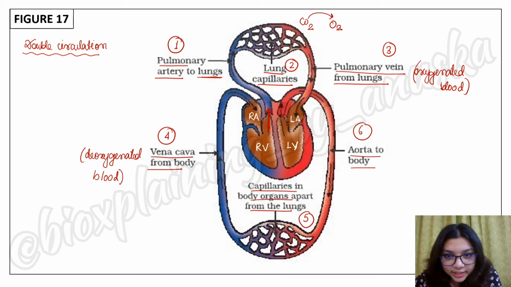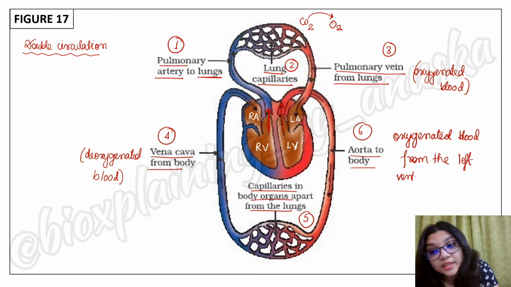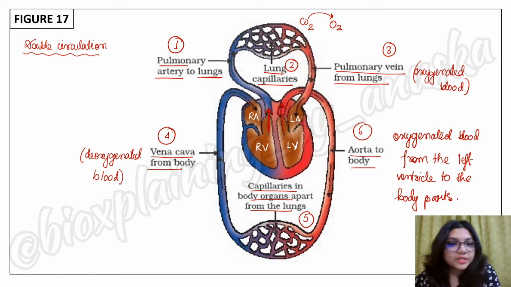So carefully note, it is coming out from the left ventricle. So this one, aorta, carries oxygenated blood from the left ventricle to the body parts other than the lungs, obviously. Okay, so I guess this one is also clear. Go ahead with the next one.